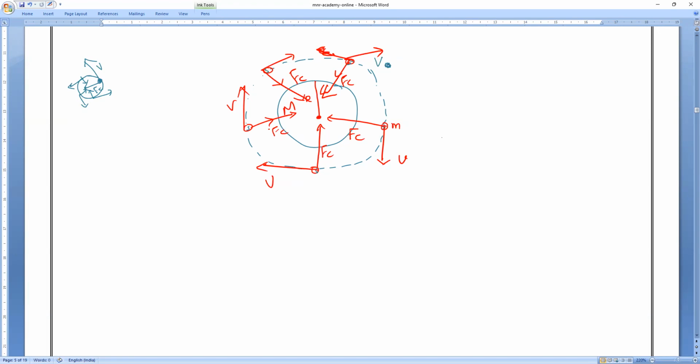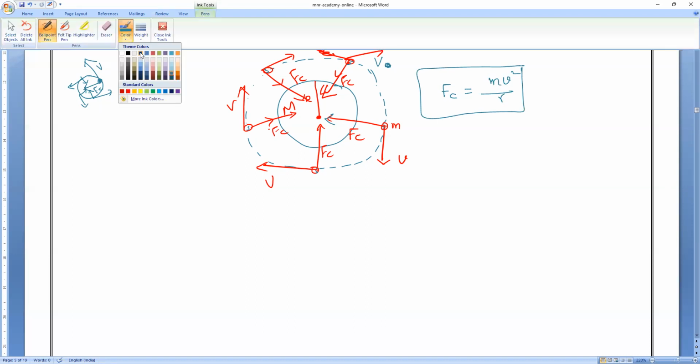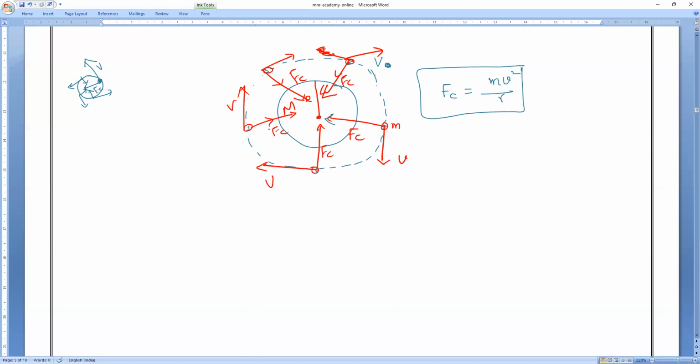So now, we all studied this already. Can you tell me the centripetal force formula? What is the centripetal force which is binding this satellite to revolve around the Earth? Anyone? Centripetal force formula: mv square divided by r. So what is r? The distance between the satellite and the center of the Earth. If here is the satellite, then this is the distance from the centers, which is equal to r.